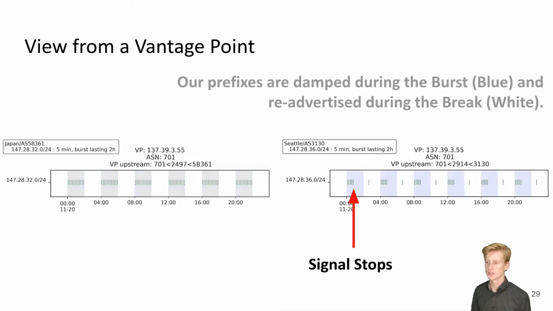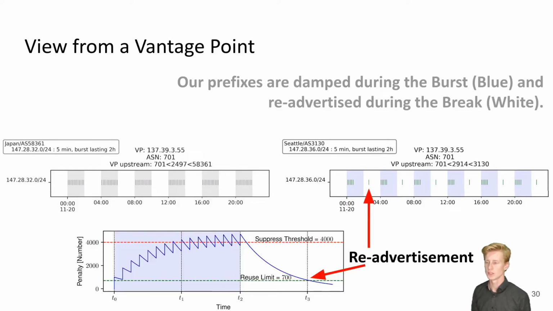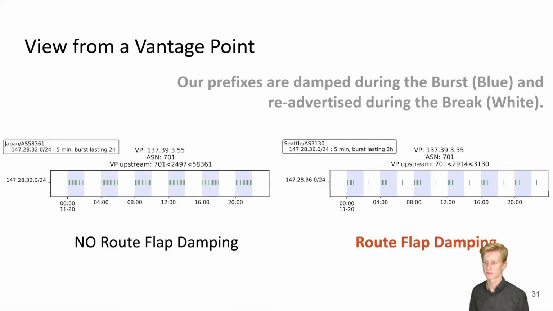In the right plot, you can see that the signal suddenly stops after half of each burst. This means the route got damped. What you can also see is that there's another advertisement in the break, in the white area. We call this re-advertisement, because this is the point where the penalty drops below the reuse threshold and the prefix is re-advertised. So the left plot shows what a path without route damping looks like, and the right plot shows the pattern route damping produces. And based on this pattern, we label paths with route damping true or false.